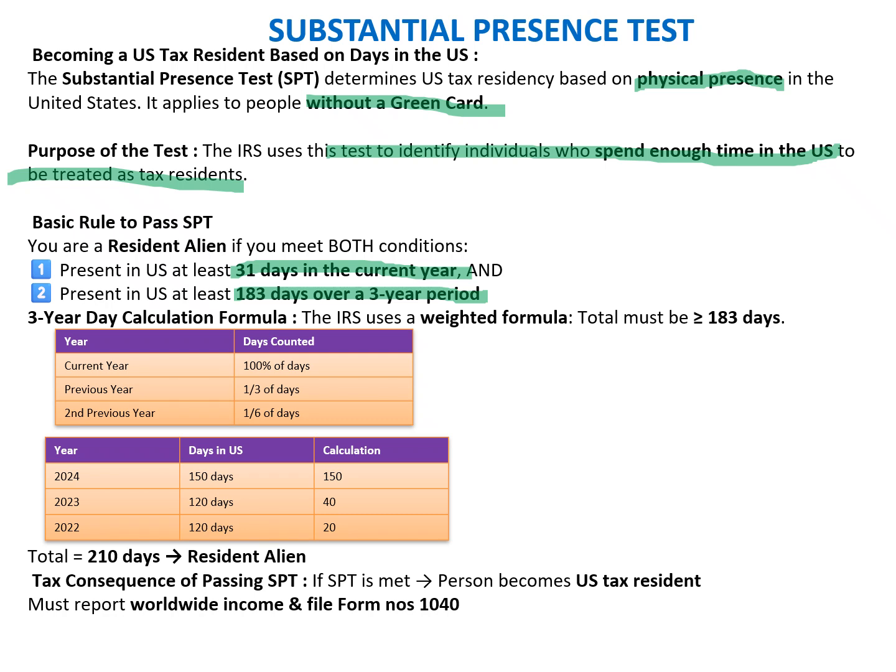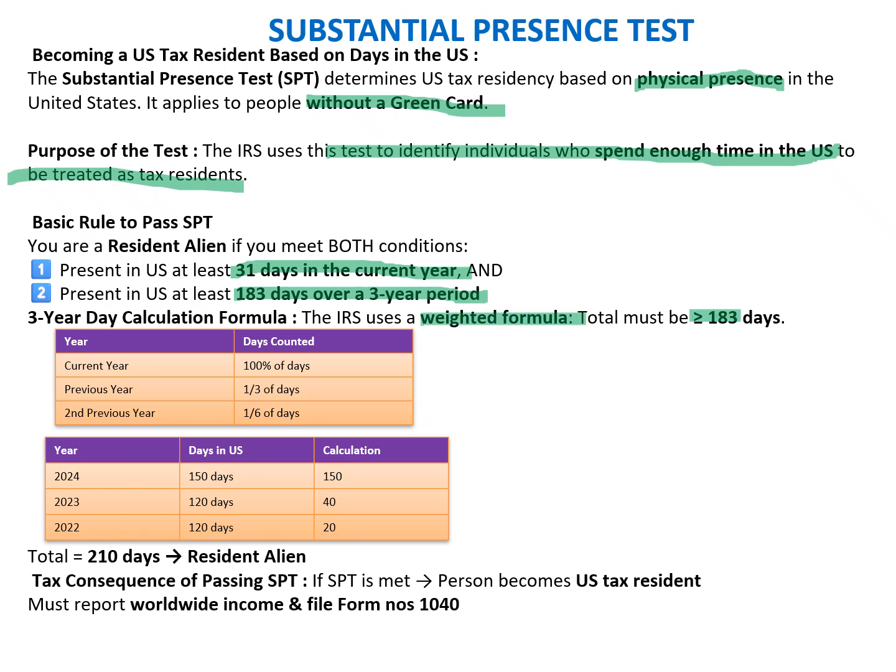So which means that you have to satisfy 31 days in the current year and 183 days over the period of 3 years. And how is this 183 days calculated? The 3-year calculation formula is based upon the table below. So the IRS uses a weighted formula.